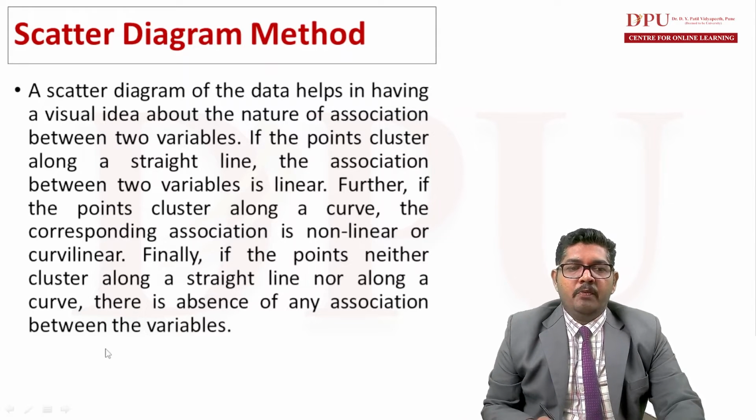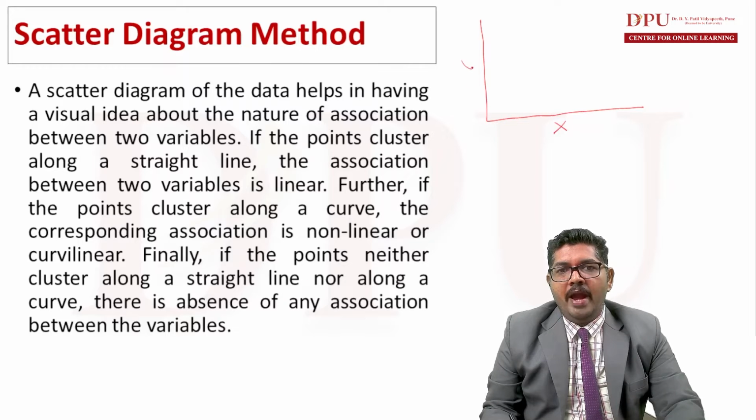So what we do in a scatter plot, actually a scatter diagram is also called a scatter plot. We have the x-axis, we have the y-axis, and we have the pairs of x and y variable values. So we plot the values of y corresponding to the values of x, and we get some pattern. So this particular pattern of points is called a scatter diagram, right? It can be linear, it can be curvilinear. So a scatter diagram of the data helps in having a visual idea about the nature of association between the two variables. If the points cluster along a straight line, the association between the two variables is linear.